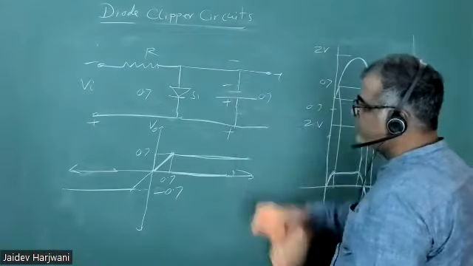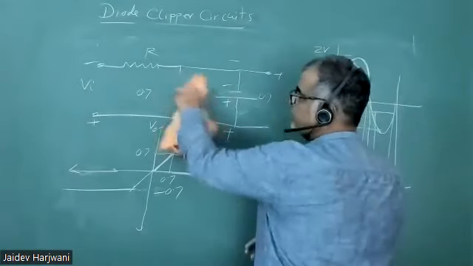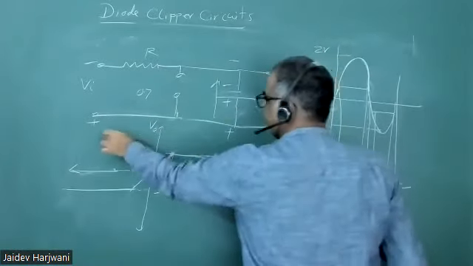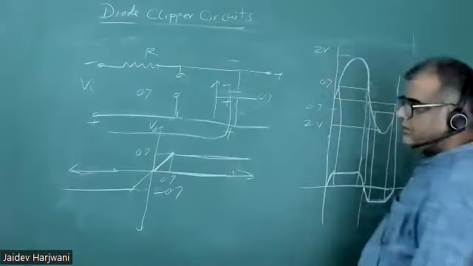So there are two diodes. This will be open now. For the negative cycle, this will be open, but this will be conducting, no? This side. Okay, okay, got it, sir.